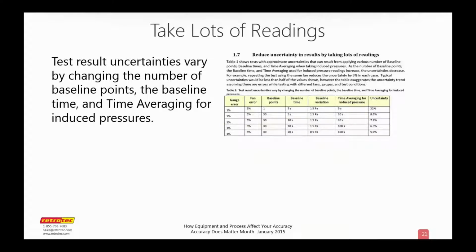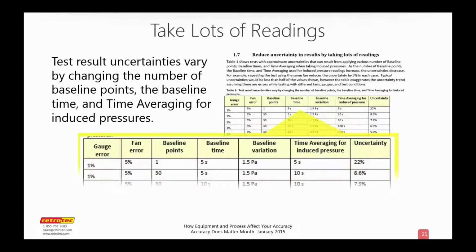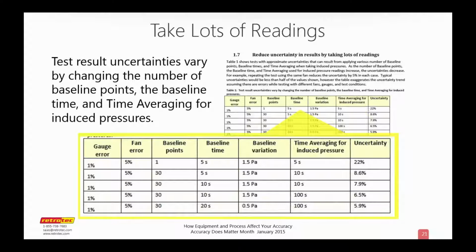So the next thing we could do is pretty simple. Just take lots of readings. This is actually an excerpt from the manual that we discussed earlier. I believe this is page 10 or 11, and it simply states that test result uncertainties vary by changing the number of baseline points, the baseline time, and time averaging for induced pressures.